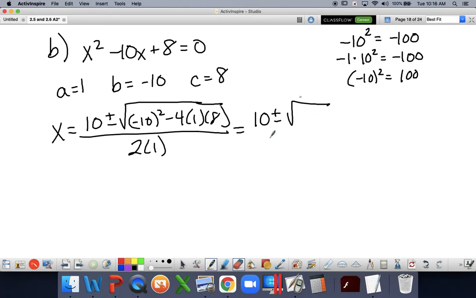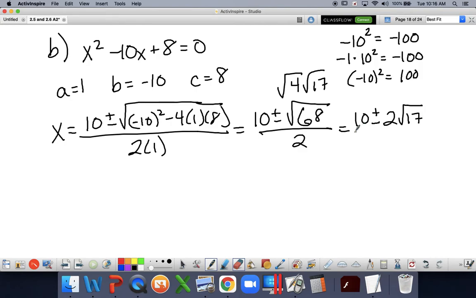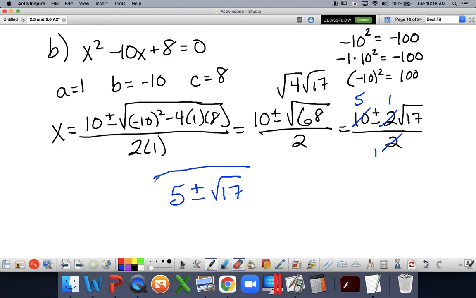I get 68 under my radical. And now I have to see if I can simplify. But before I do, I have to simplify the square root of 68. That is 4 times 17. So I get 10 plus or minus 2 square root of 17, all divided by 2. Then I'm going to simplify this down by dividing everything by 2. So my final answer is 5 plus or minus the square root of 17.